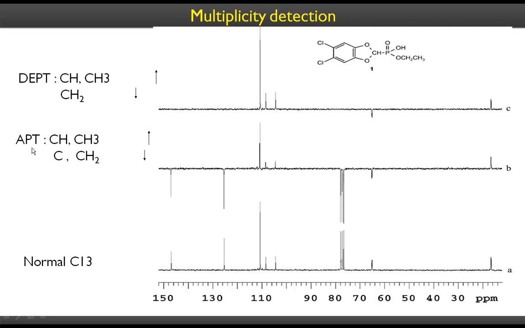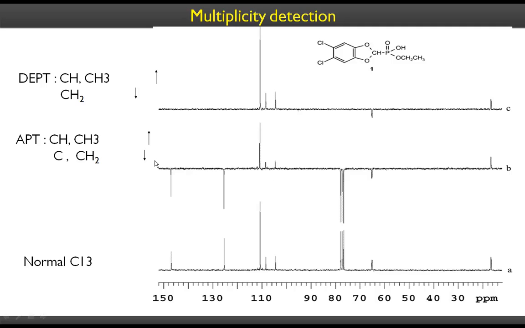So there came along this technique called APT. In APT, what's happening is you see all the signals for all the carbons, just that some are positive, some are negative. If you consider this baseline as the zero level, then some peaks are pointing upwards, those are called positive peaks. Some peaks are pointing downwards, those are called negative peaks. And this is the CDCl3 signal that's pointing downwards in APT, right?